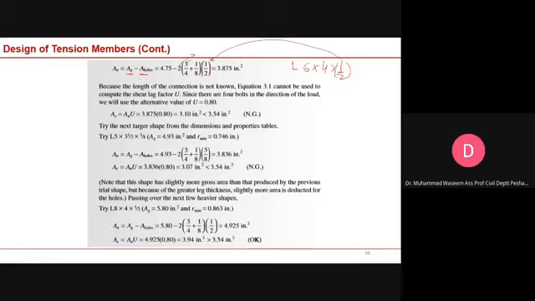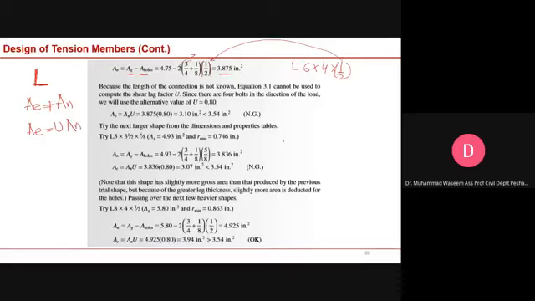Okay, so the net area is 3.875 inch square. But since we are using this type of angle member, the net area is not equal to the effective area. The net area is related to the effective area using this relationship.